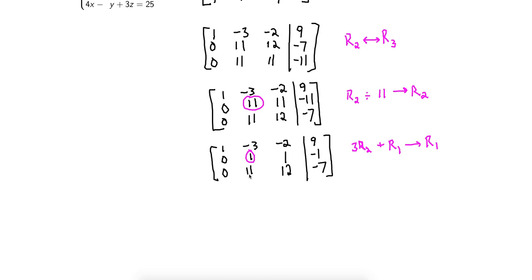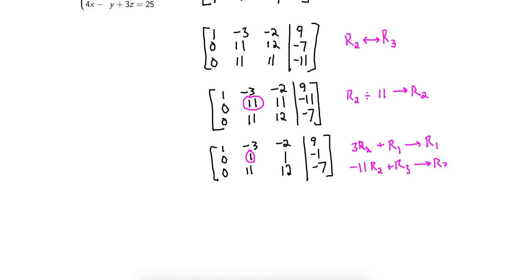Same thing with the 11 below it. Take the opposite of 11, which is -11. -11 times this value plus 11 will give us a 0. So -11 times row number 2 plus row number 3 will give us our new row number 3.